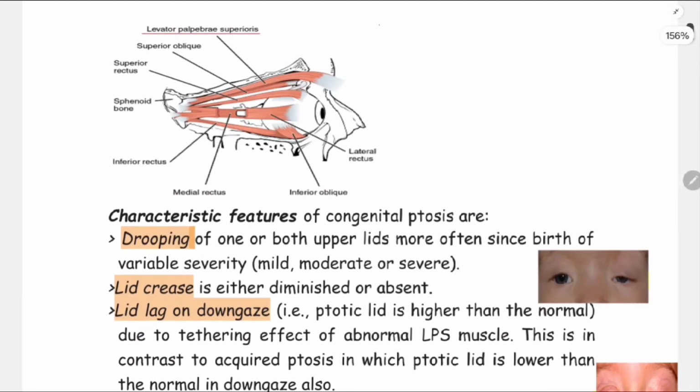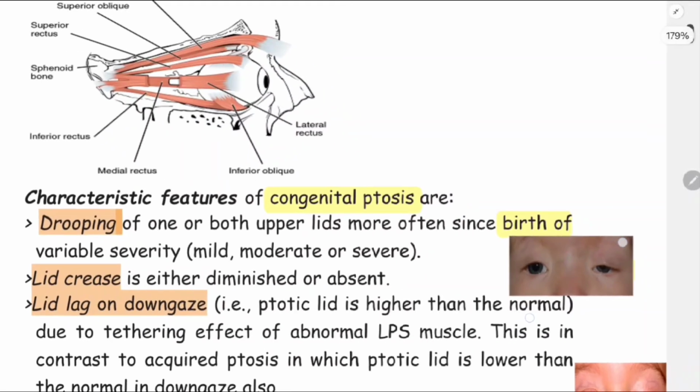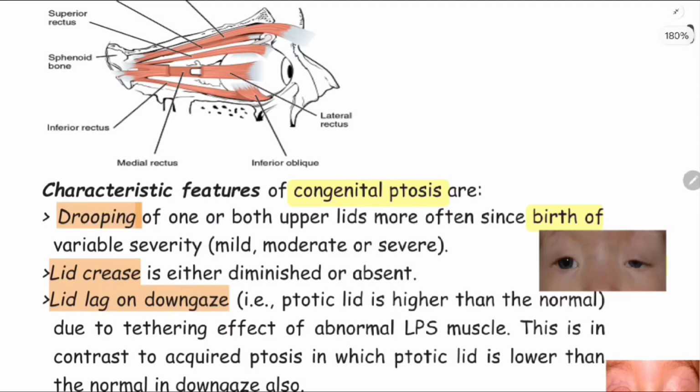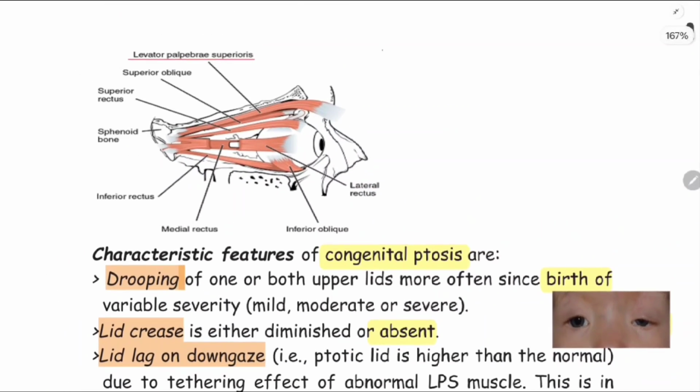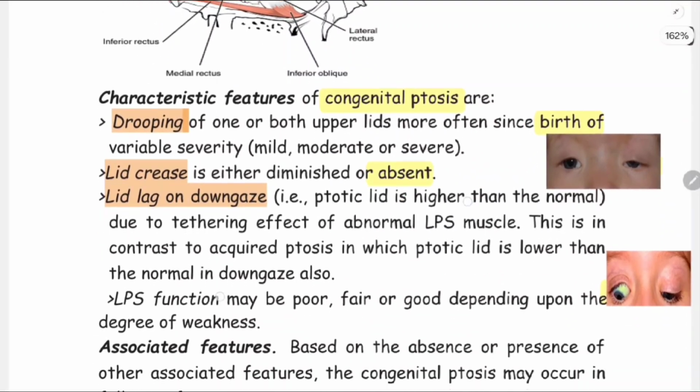Now the characteristic features of congenital ptosis include drooping of one or both upper eyelids, often since birth, of variable severity. Then the lid crease is diminished or absent. This is because the LPS muscle is inserted onto the skin here. So since there is maldevelopment of the LPS muscle, the lid crease will be absent in most cases.